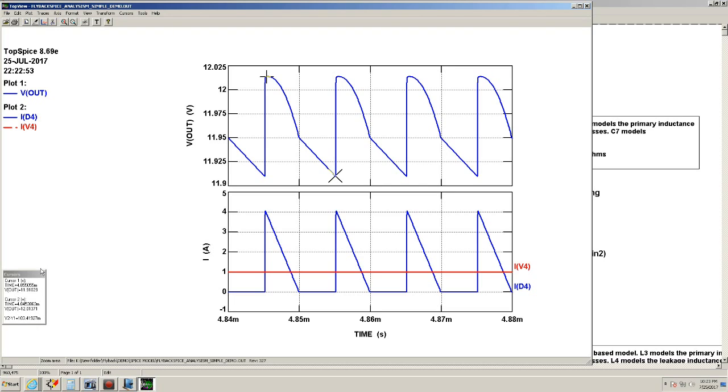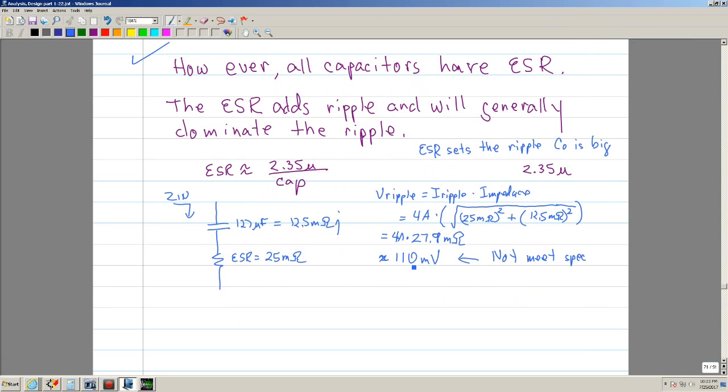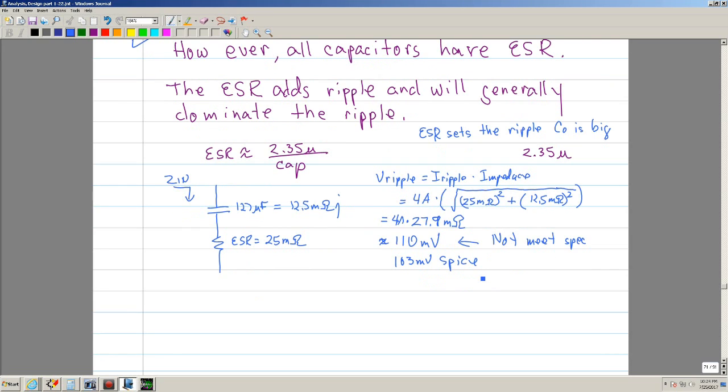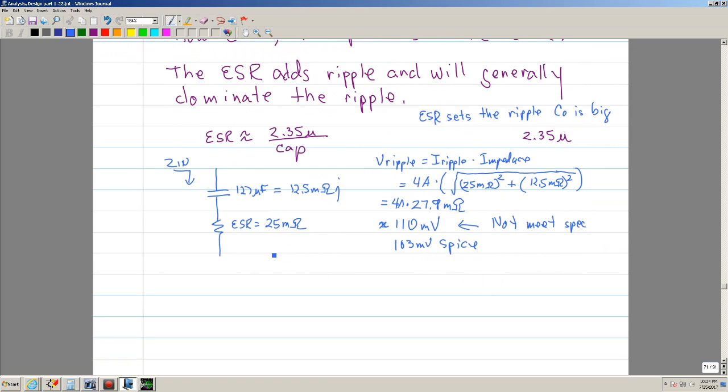So here it says that the ripple is 103 millivolts. Remember, it used to be 50, but now because I added a resistor, it's 103 millivolts, and I calculated that it would be 110 millivolts. So this is very close to simulation. Simulation's at 103 millivolts, or say that it's SPICE. So now you see the effect: as this gets bigger, your ripple is going to get bigger.